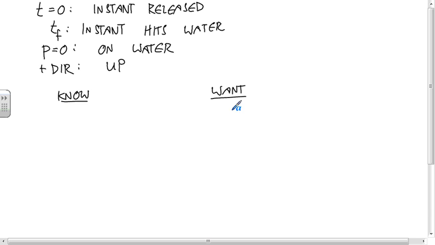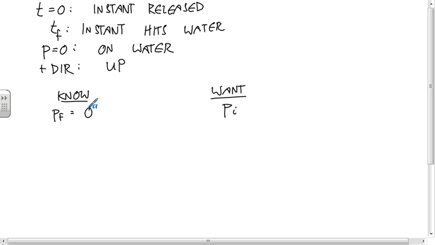No, and actually that's what we're trying to find, right? If we're measuring from the water, we're trying to figure out how high the rock is at the instant it's released. So we're looking for P sub I. Do we know P final? Yep. P final is equal to zero.